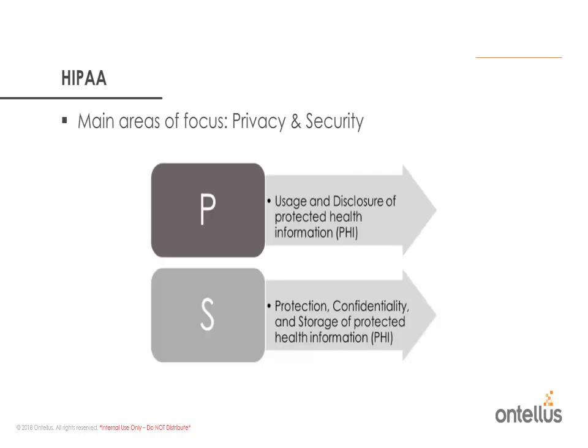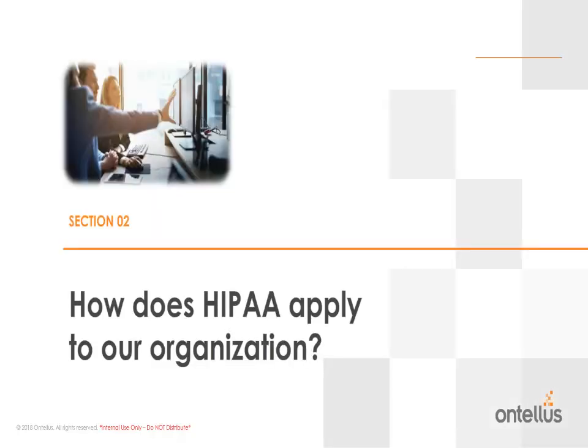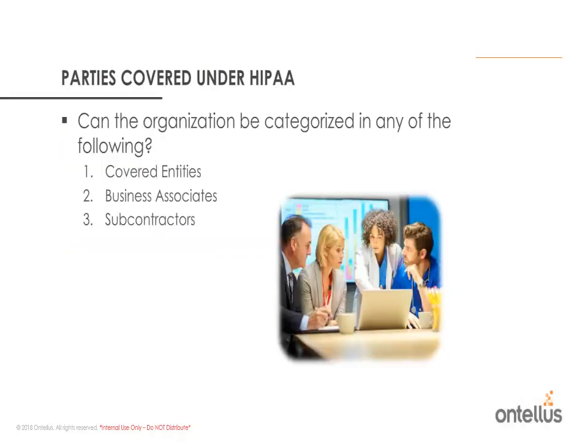There are two main areas of focus for HIPAA as it relates to most of our job duties here at the organization. These main areas of focus are privacy and security. Privacy is the usage and disclosure of protected health information, whereas security deals with the protection, confidentiality, and storage of protected health information. How does HIPAA apply to our organization? Ask yourself through these next few slides if the organization can be categorized in any of the following, either as a covered entity, a business associate, or a subcontractor.